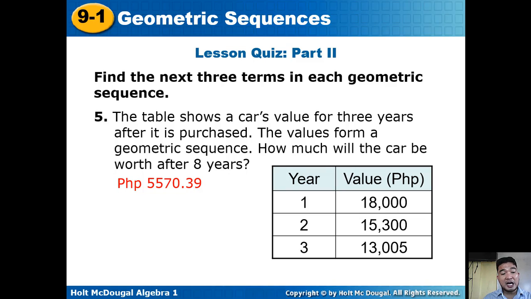So the first step is to identify your common ratio and then substitute the values into the formula to get your answer, which is 5,570.39. So that means that the value of the car in the 8th year is equal to 5,570.39. And that is how you use the formula in finding or solving geometric sequences.